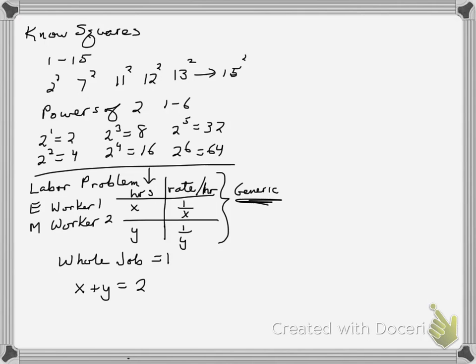So my next equation would look like this. Well, we're telling me that Emily is 1 hour, and let me write it this way.